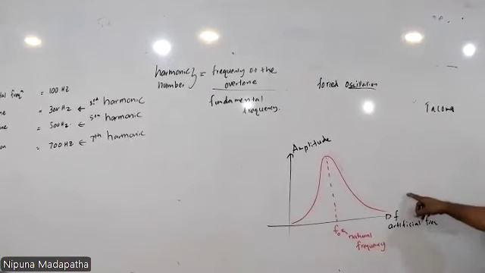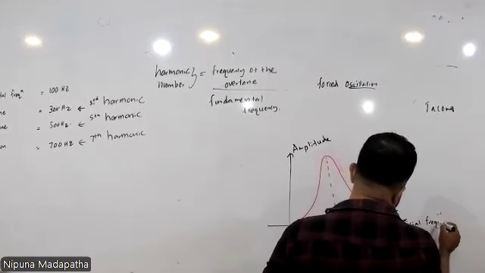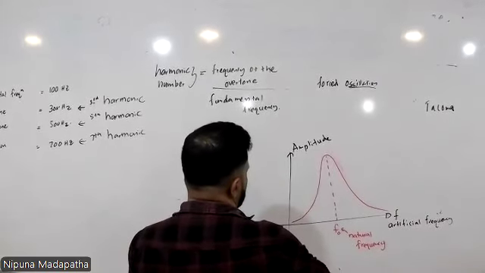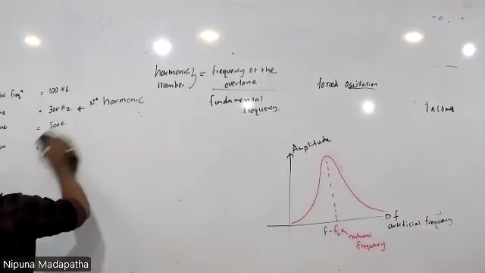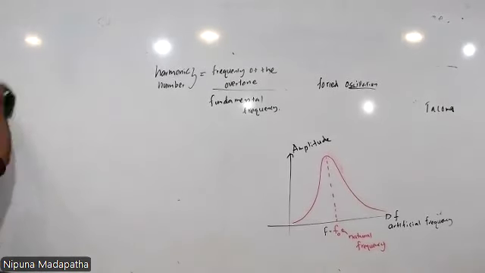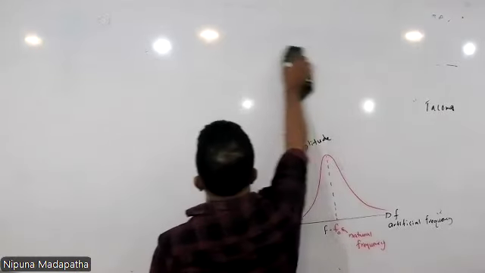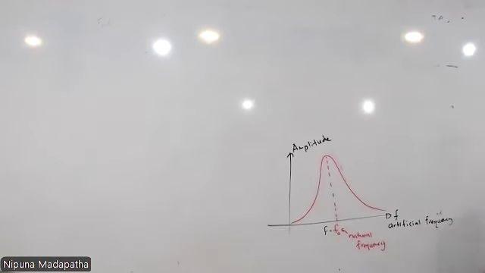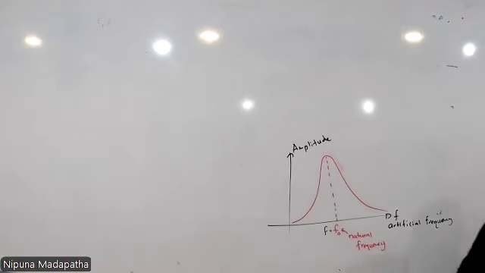So here is the amplitude versus artificial frequency graph. Start from 0.